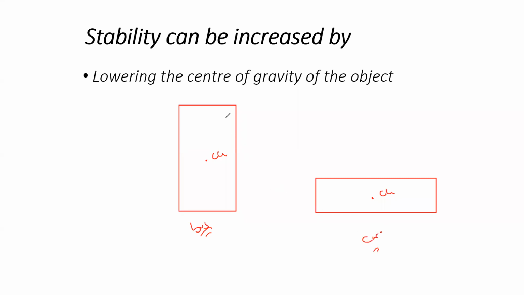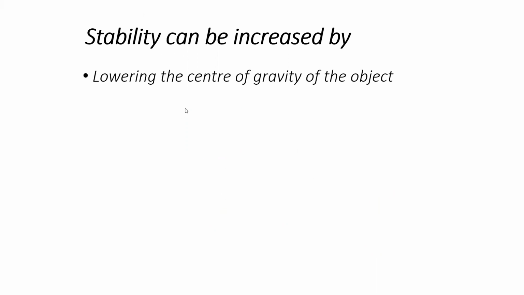And what could be a reason for that? Because the car is having a lower center of gravity, whereas the bus is having a higher center of gravity. So if we decrease the center of gravity, the object becomes more stable.